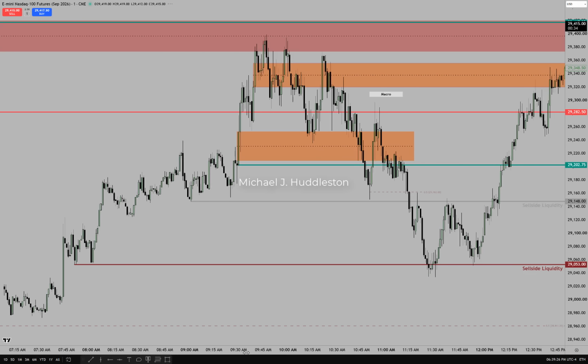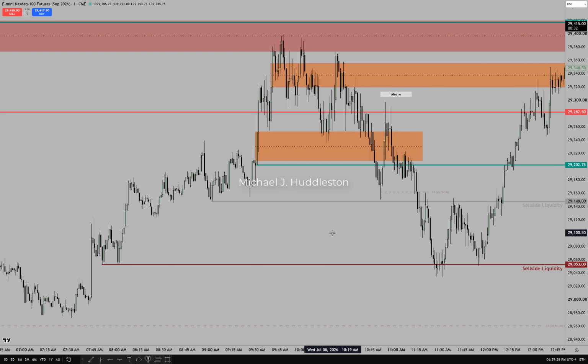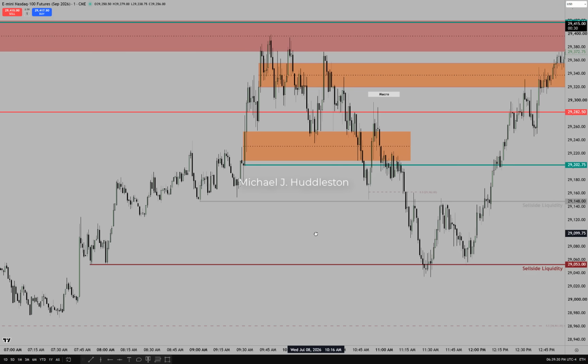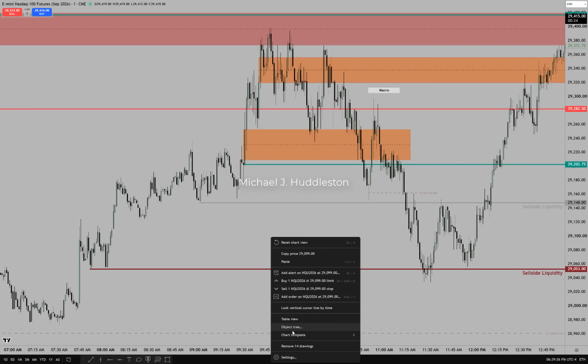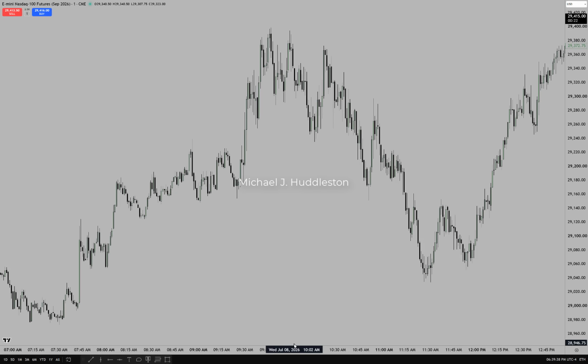All right, so this morning, here's the whole run right there, okay? Now I want you to look at what we have. Several things here. Just look at price alone. Okay, just look at price. What do you see? Market maker sell model, right?